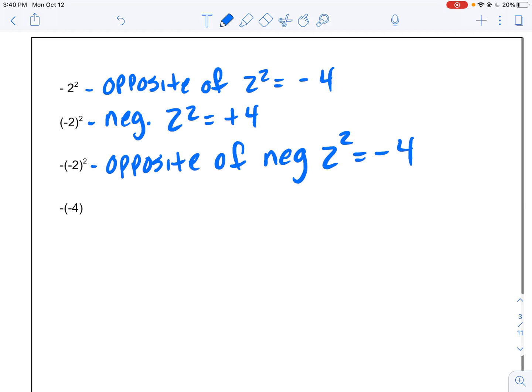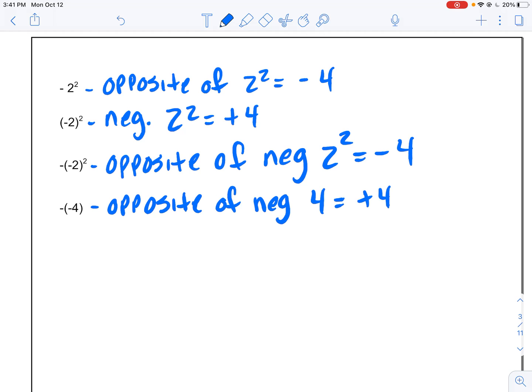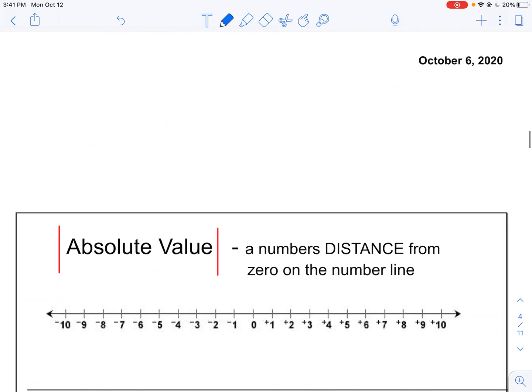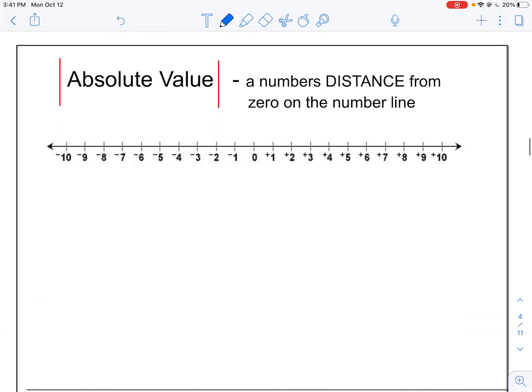And then down here we have the opposite of negative 4. Because that first one is outside the parentheses, that is an opposite. The one inside the parentheses is a negative. So I have the opposite of negative 4. Well, what is the opposite of negative 4? That would be a positive 4. We're going to be using these more tomorrow, or in adding and subtracting in order of operations. So let's move on to absolute value.